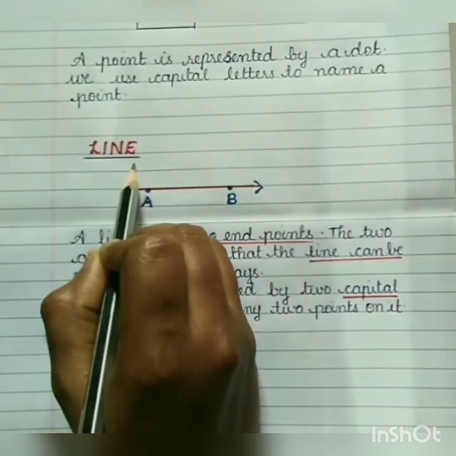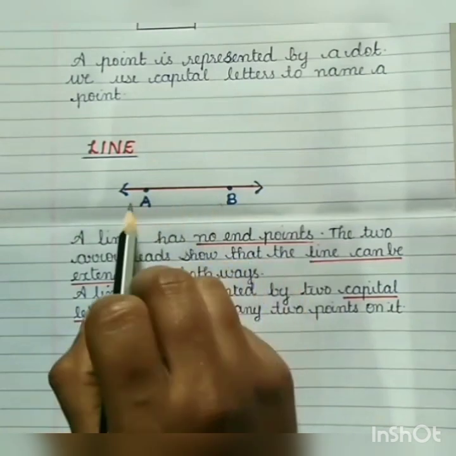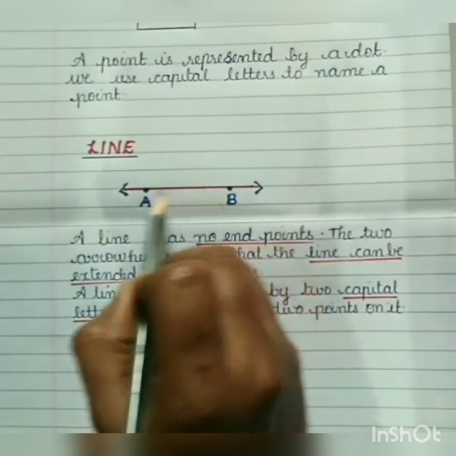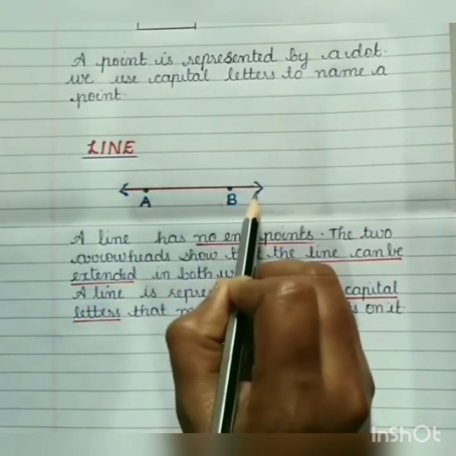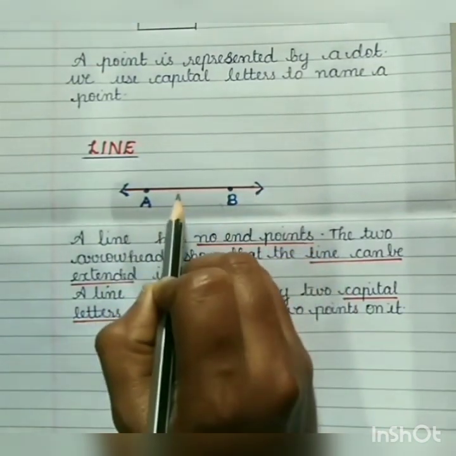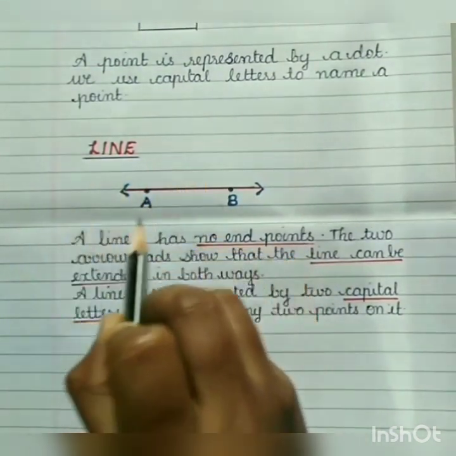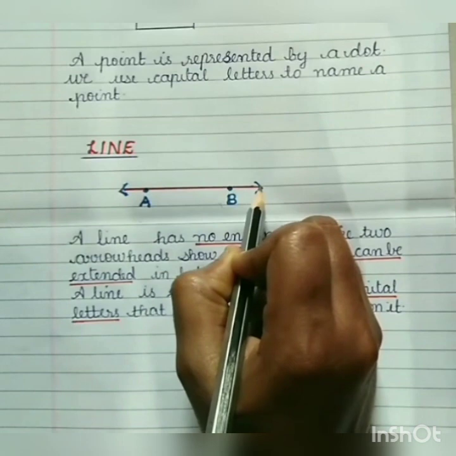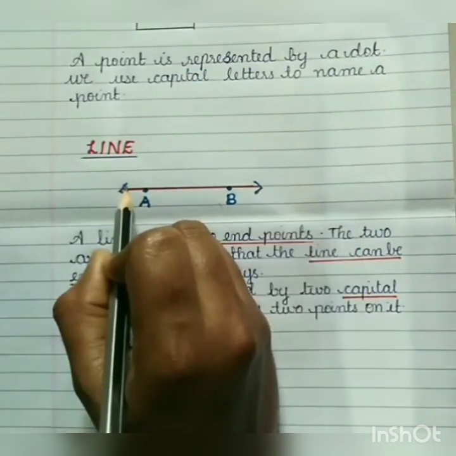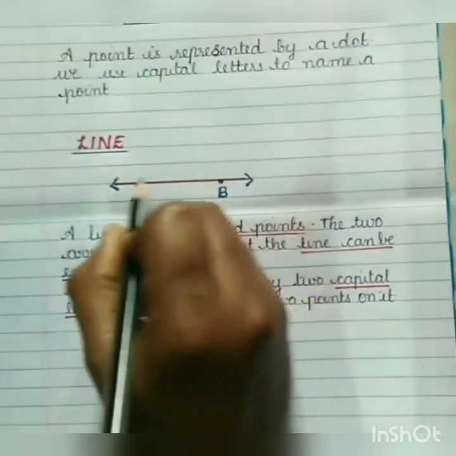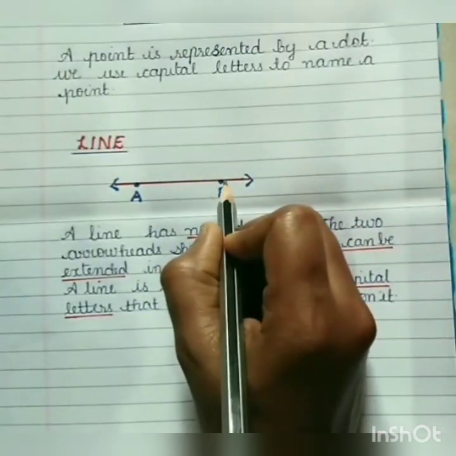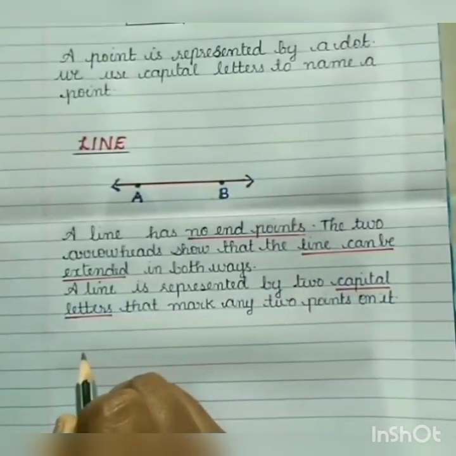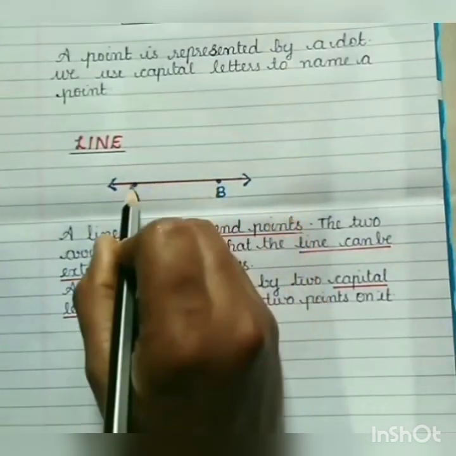Next we can learn about line. Children, look at this picture. This is called a line. Can you see 2 arrows on both sides of this line? Both these arrows show that a line can be extended in both ways. A line has no endpoints. Endpoints means at the end of this line there are no points. And children, can you see 2 dots on this line? Yes, a line has 2 dots which are represented using capital letters, and these dots are called points.